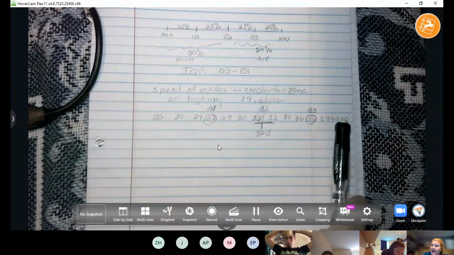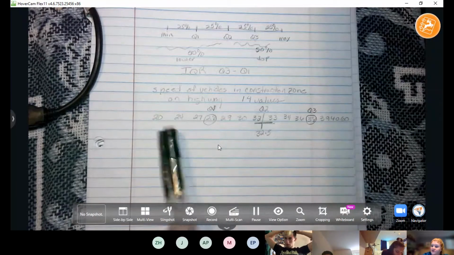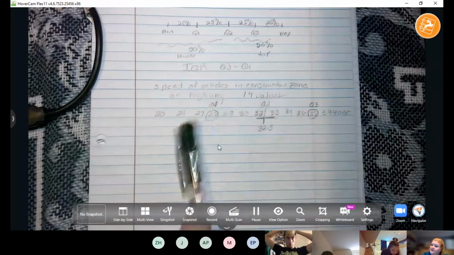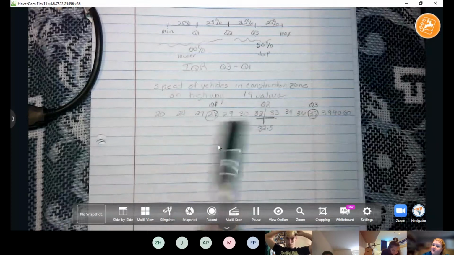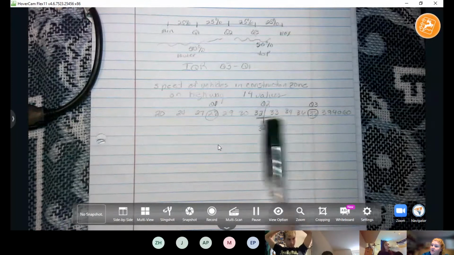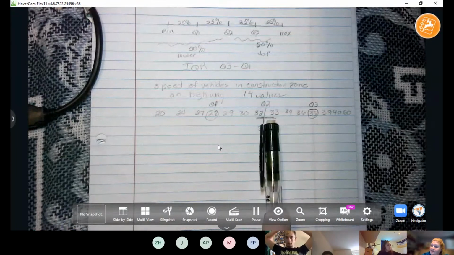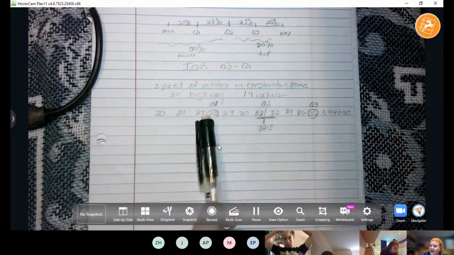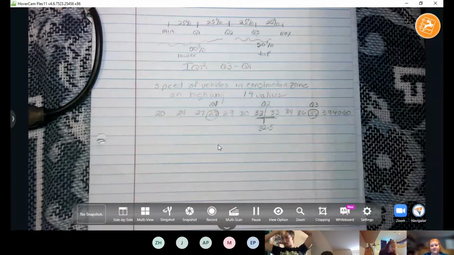Now we've divided the data into 4 parts. This is the lower 25%. This is together the lower 50%. This is another 25% here, and this is the top 25%. So by finding the quartiles, we've divided the data into 4 parts. All right, so that's what quartiles do to our data.